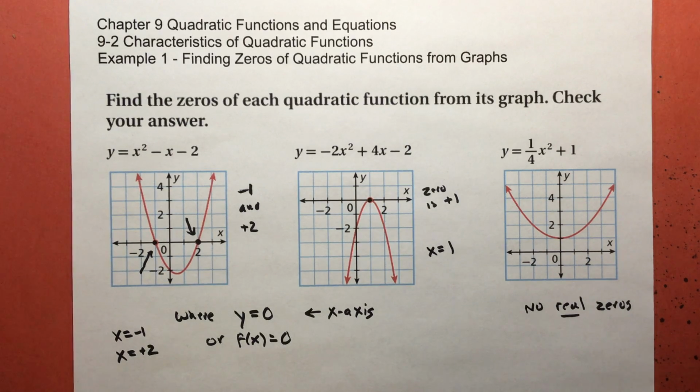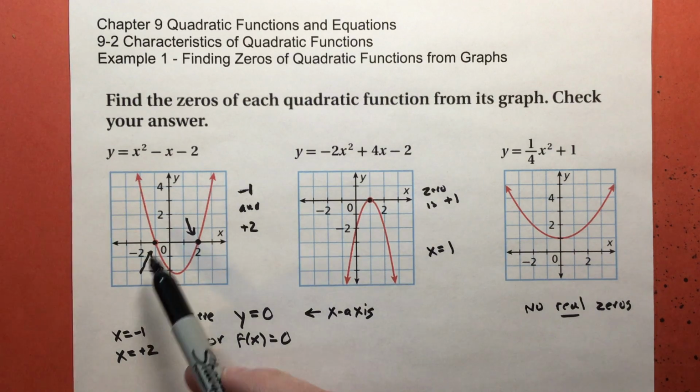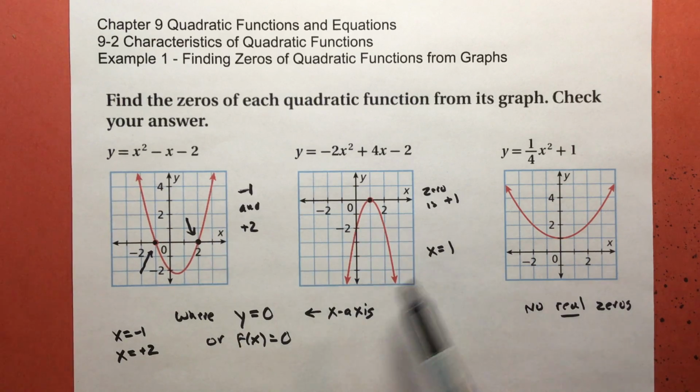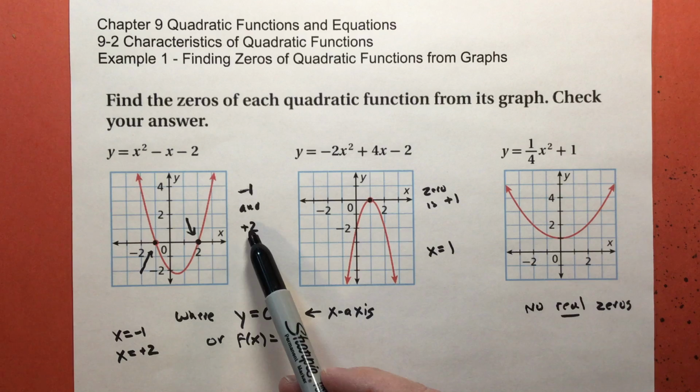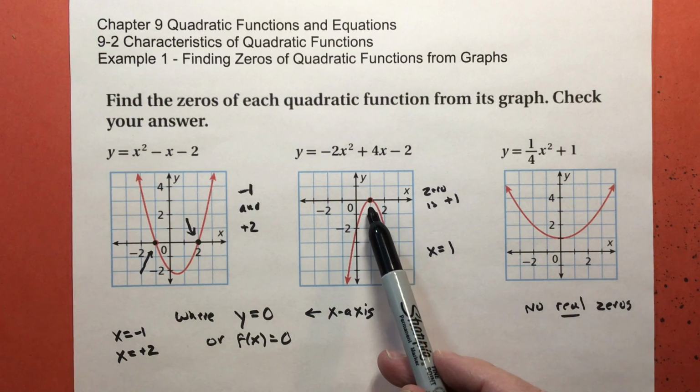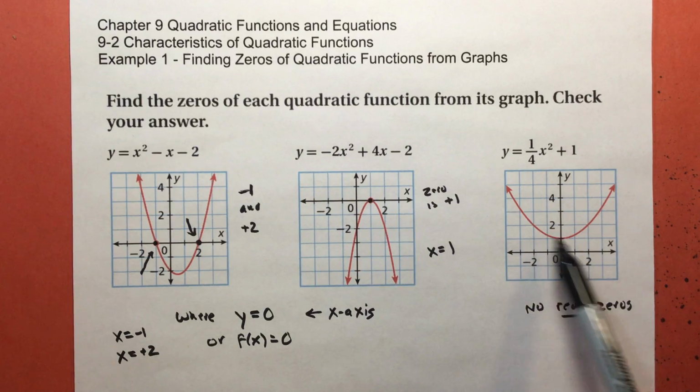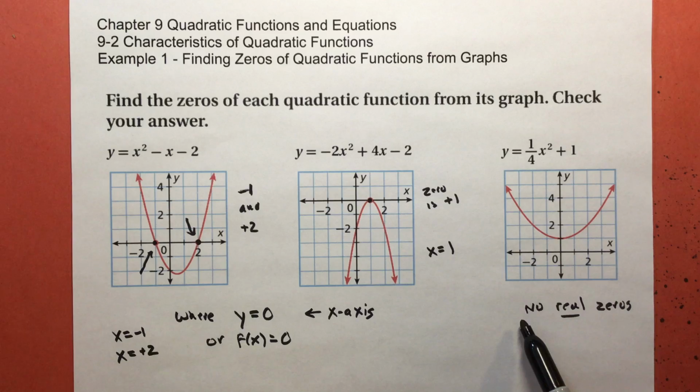Okay, so that's it. That's all you gotta do. Look at the graph and just tell me where it crosses the x-axis. Sometimes it can cross twice. Give me both numbers, -1 and 2. Sometimes the vertex touches the x-axis, so there's only 1 zero. And sometimes it doesn't cross at all, and you can just simply say, at this point, there are no real zeros.